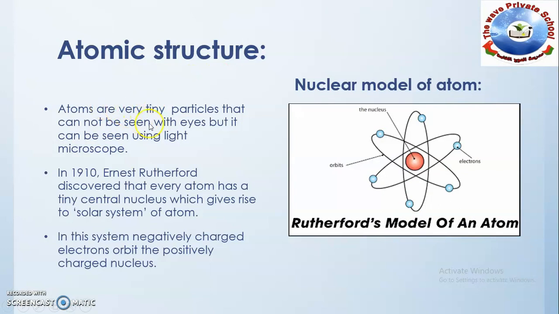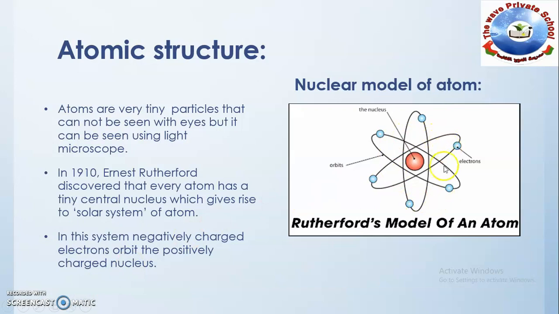Atoms are very tiny particles that cannot be seen with eyes, but they can be seen using a light microscope. We know that we cannot see atoms with our eyes. In 1910, Ernest Rutherford discovered that every atom has a tiny central nucleus, which gives rise to the solar system model of the atom. In this system, negatively charged electrons orbit the positively charged nucleus.